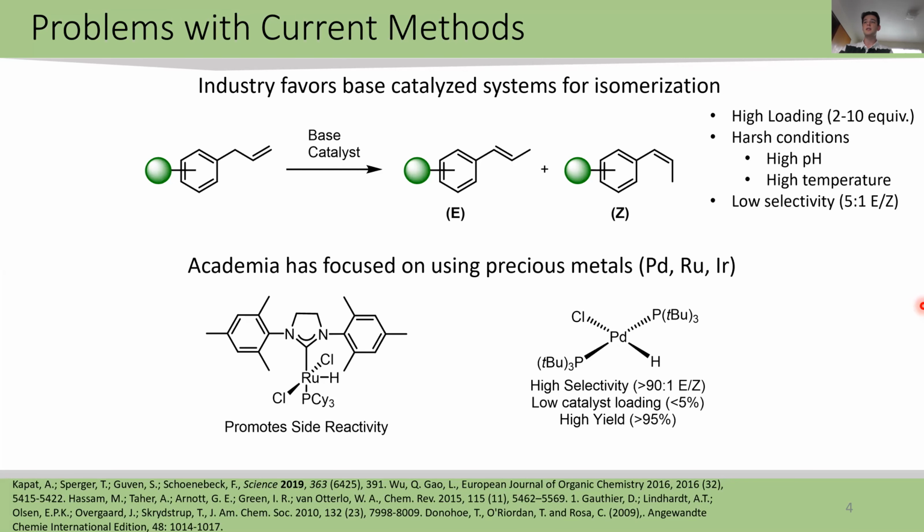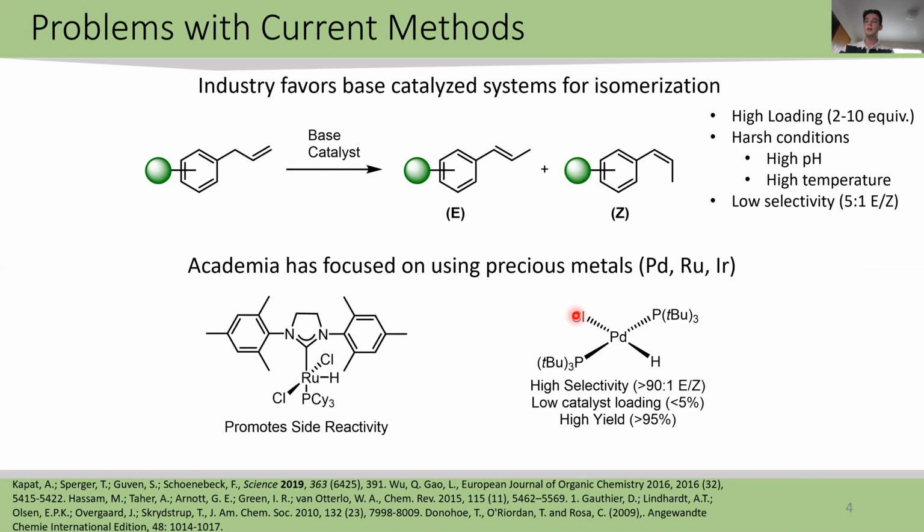Academia has tried to mitigate these problems by using metal catalysis. So metal-mediated catalysts, I have two shown here. They often focus on precious metals. So ruthenium, this ruthenium catalyst was seen to successfully isomerize alkenes. However, it also promoted side reactivity, which again is unfavorable.